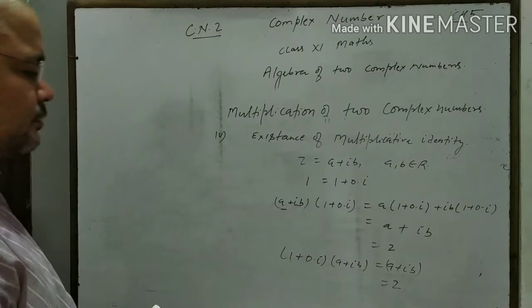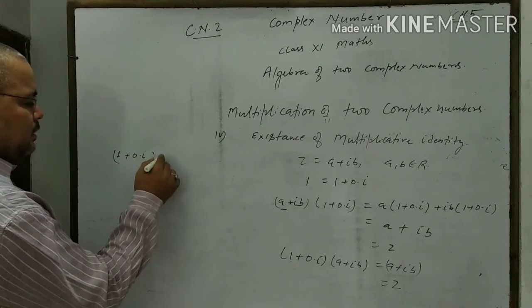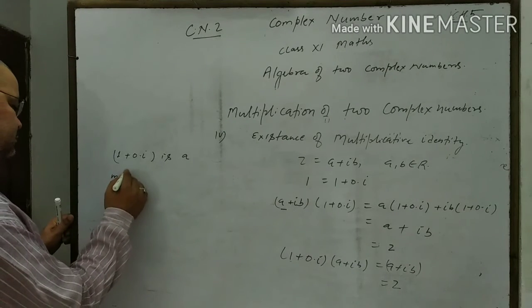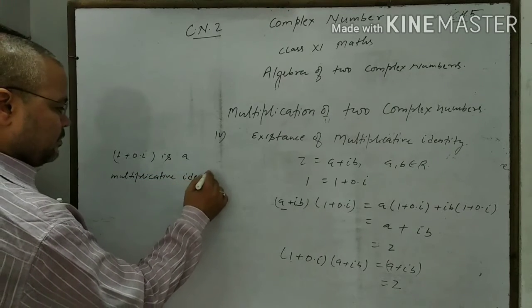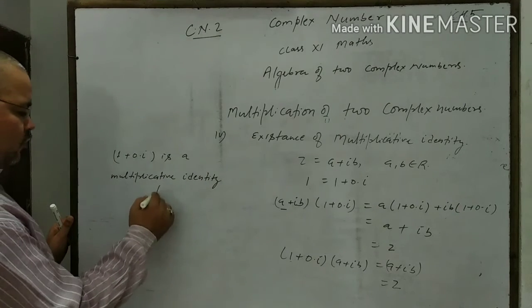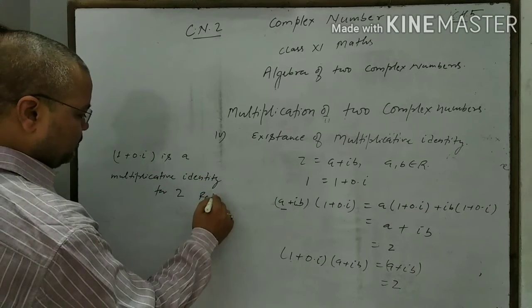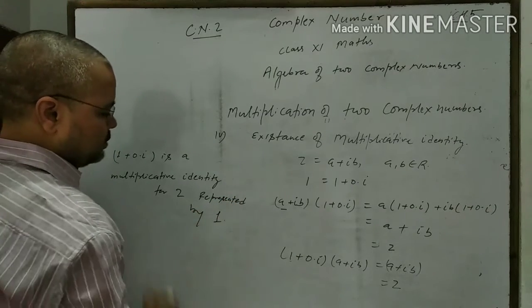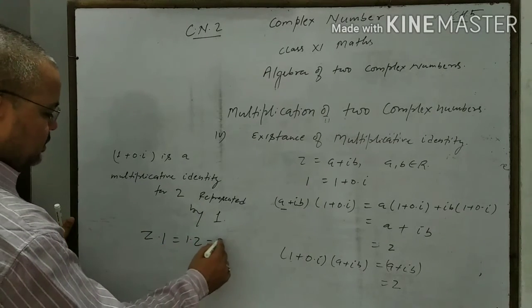In this way, we can say that 1 plus 0i is a multiplicative identity for z, which is generally represented by 1. It means if we have any complex number z, 1 into z is equal to z.